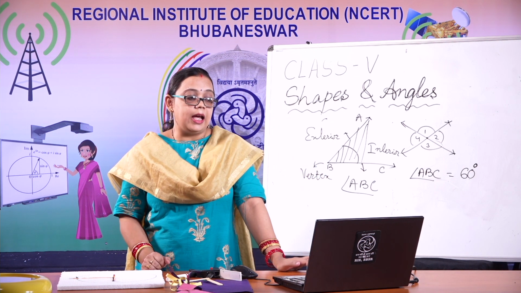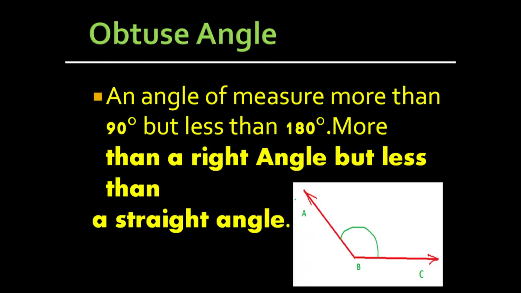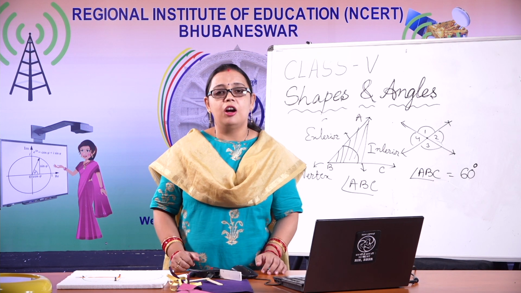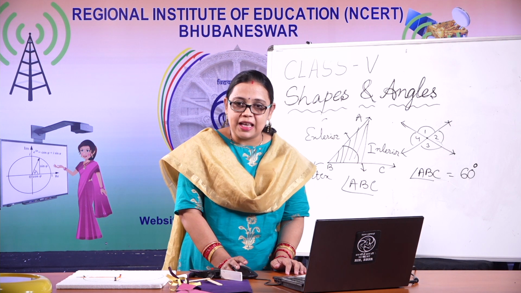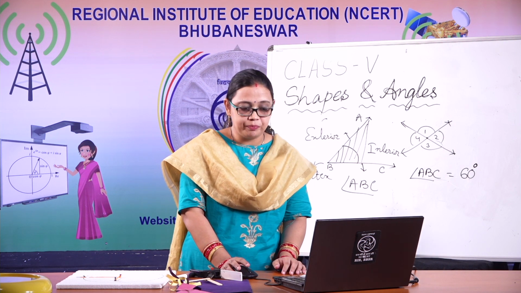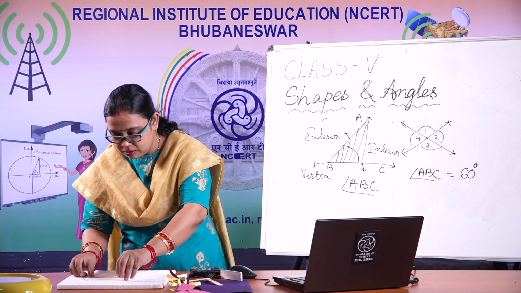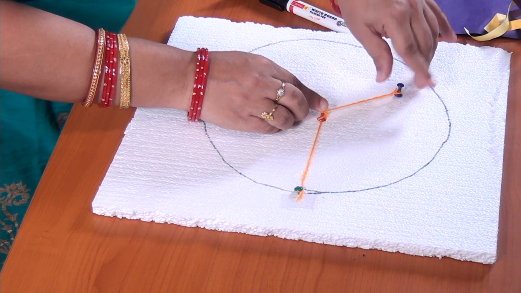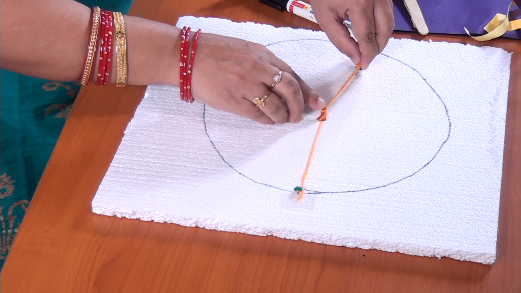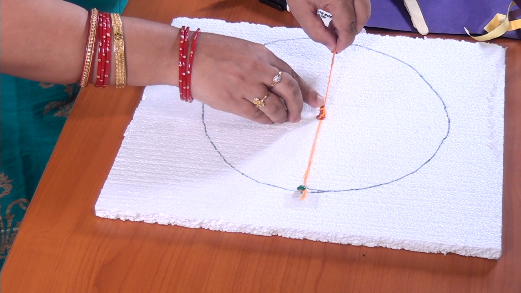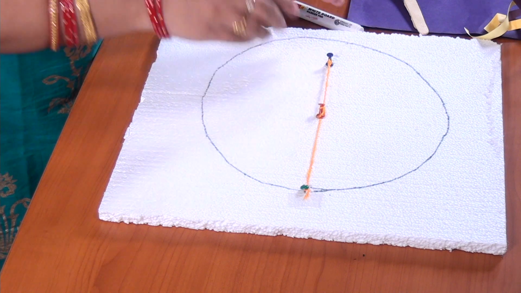Next, our next angle is obtuse angle. An angle of measure more than 90 degree but less than 180 degree. That is more than a right angle but less than a straight angle. It is called obtuse angle. Obtuse means fat. Is this angle fat? Little bit. Okay. So, this angle is called obtuse angle. You can show it here. See, after right angle, if we will increase the angles like this, you can see obtuse angles are formed up to when it becomes straight angle.